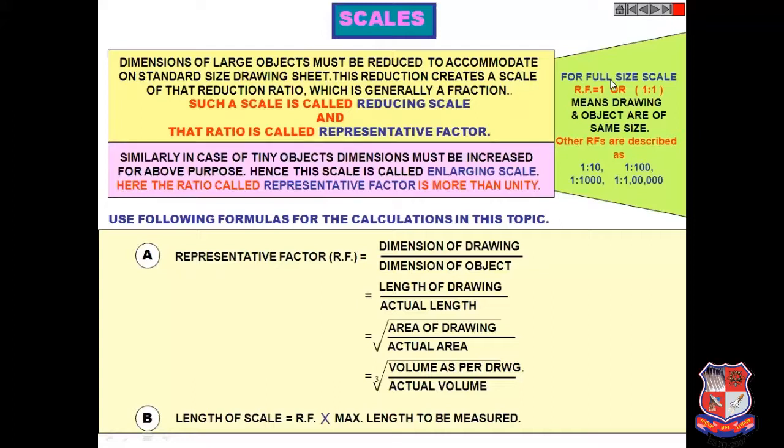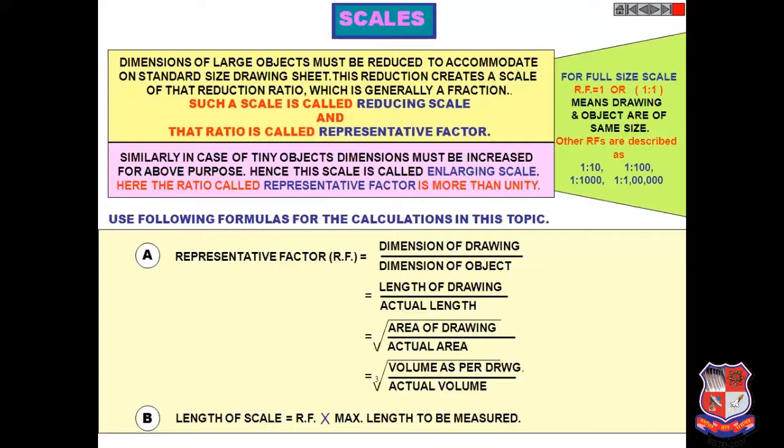Similarly, in case of a tiny object, dimensions must be increased for the above purpose. Hence, this scale is called an enlarging scale. Here, the ratio called the representative factor is more than unity. Always the value of the representative factor is more than unity. So these are the basic formulas. Use the following formula for calculating in this topic, means you have to use this formula for calculating the representative scale.